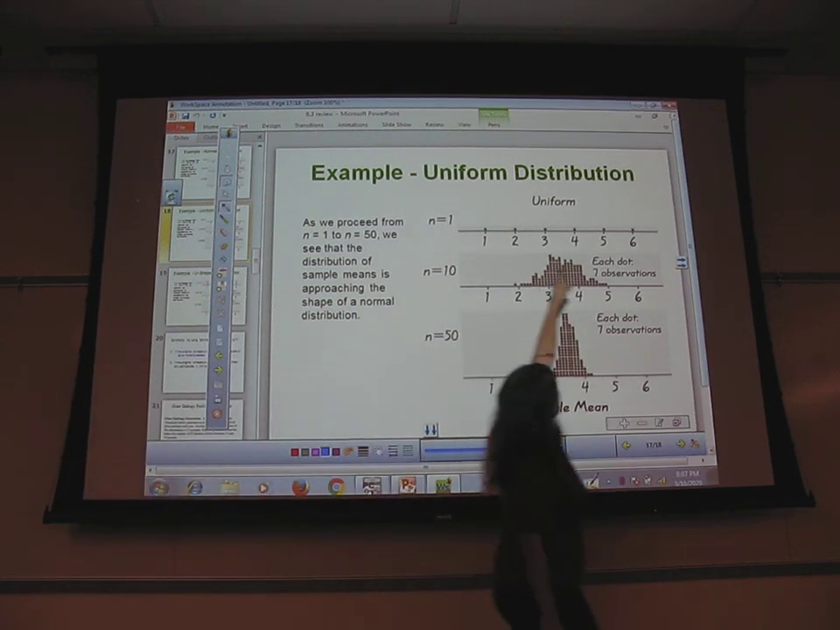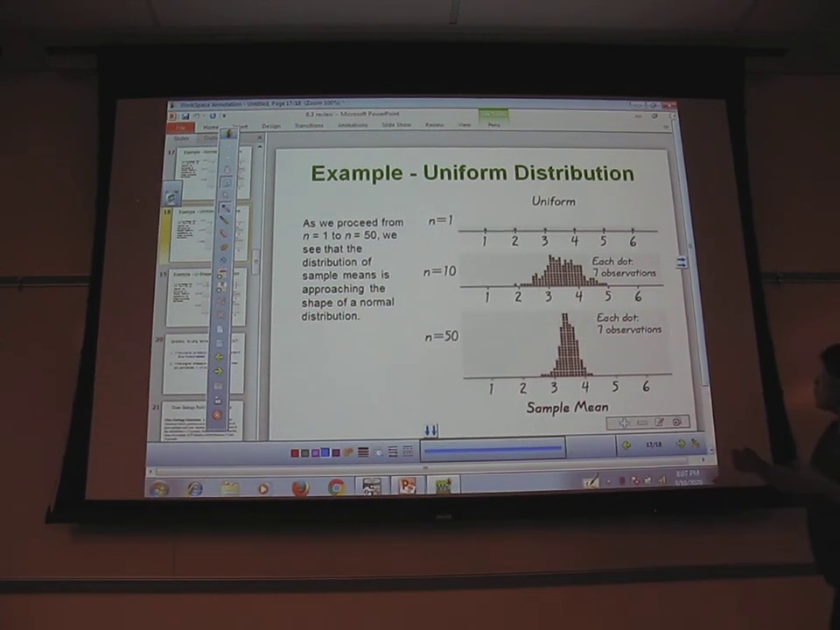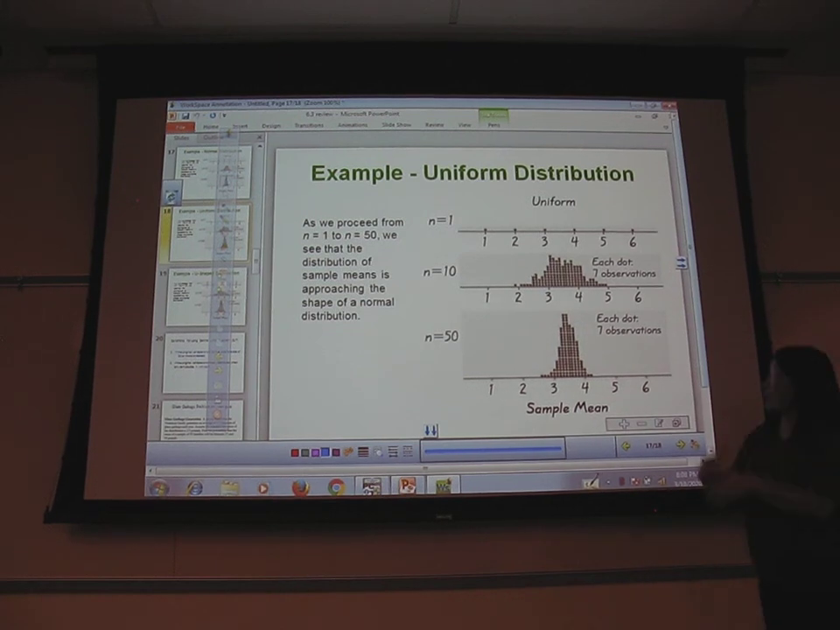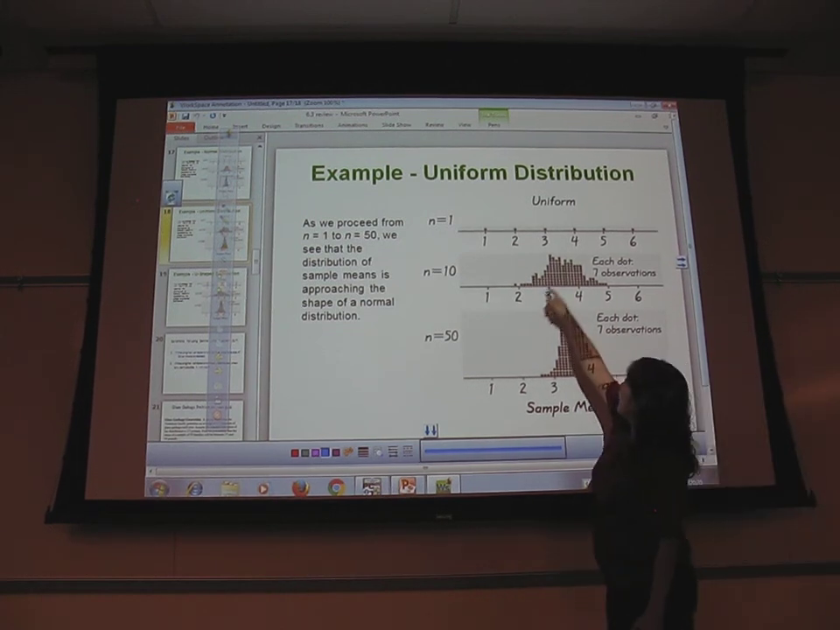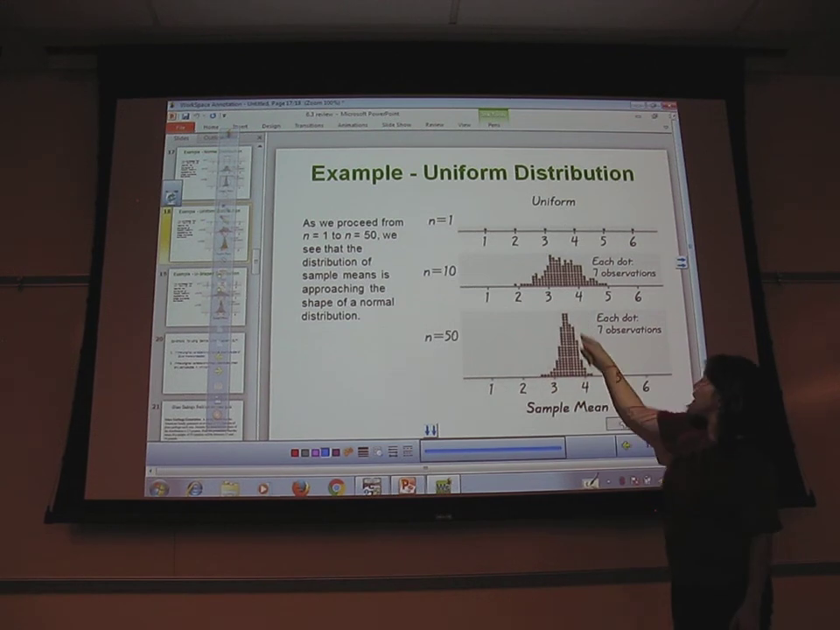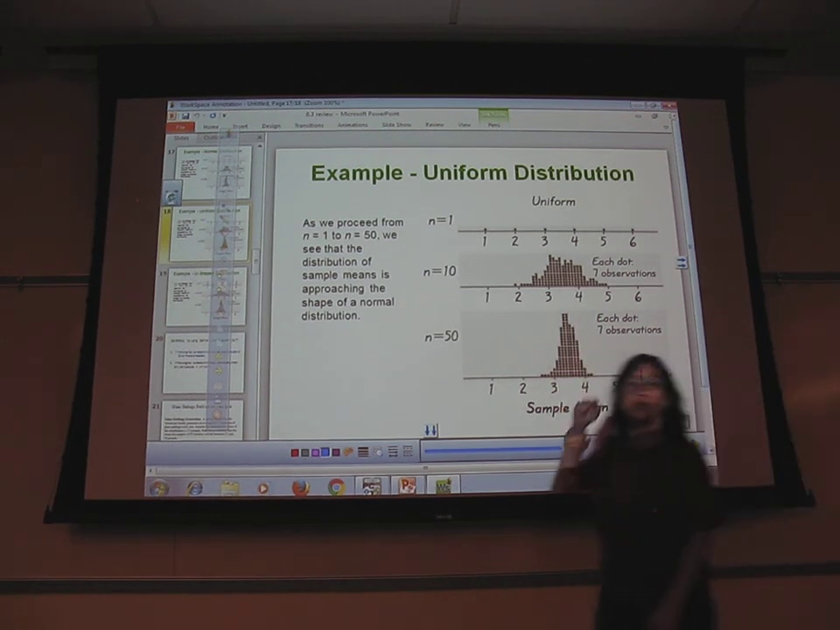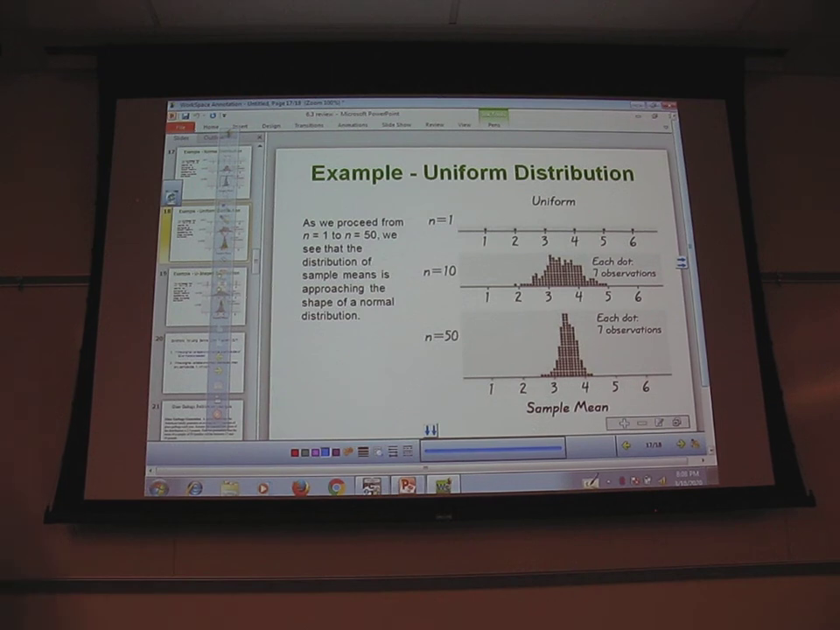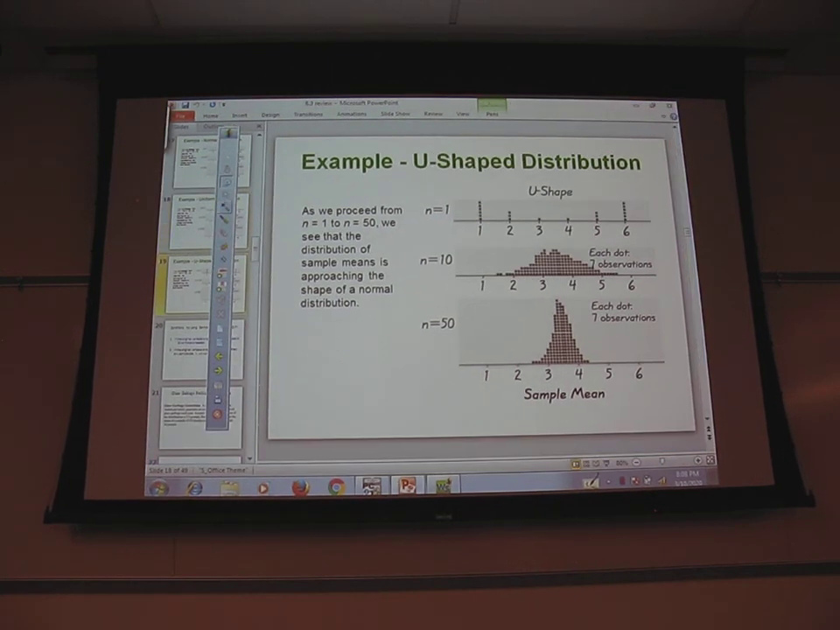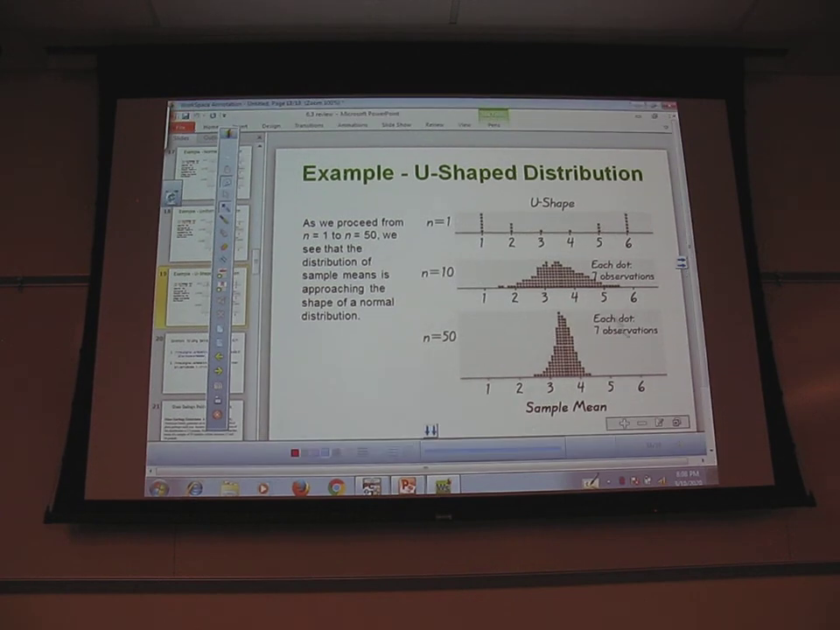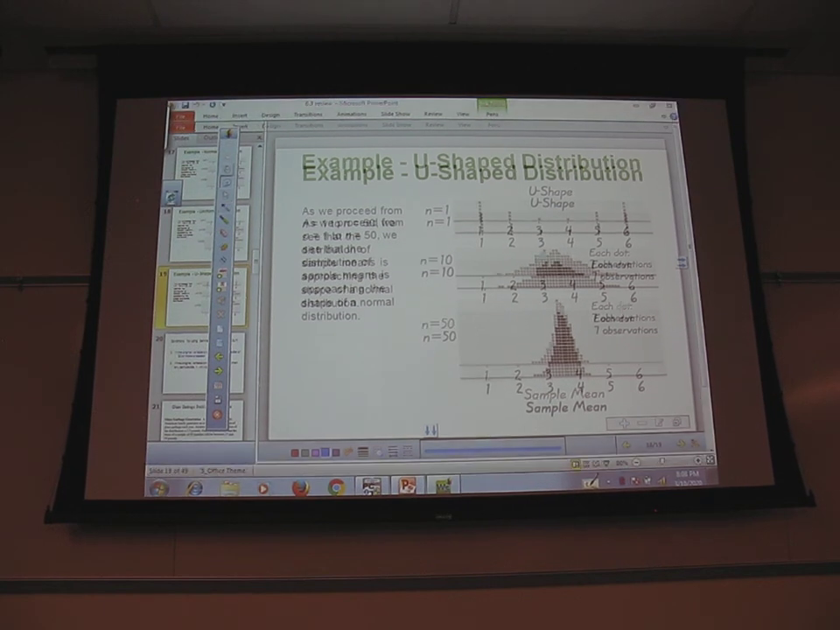Do you guys see that? It's totally uniform in the top one. But once you start taking samples of size 10 and average them over and over again, it starts looking kind of normal, and a sample size of 50 totally looks normal. It becomes a normal distribution. Even U-shaped, where it's the opposite of a normal distribution. If you take a sample size of 10, it starts looking kind of normal, and a sample size of 50 is normal. It's just kind of a neat thing.